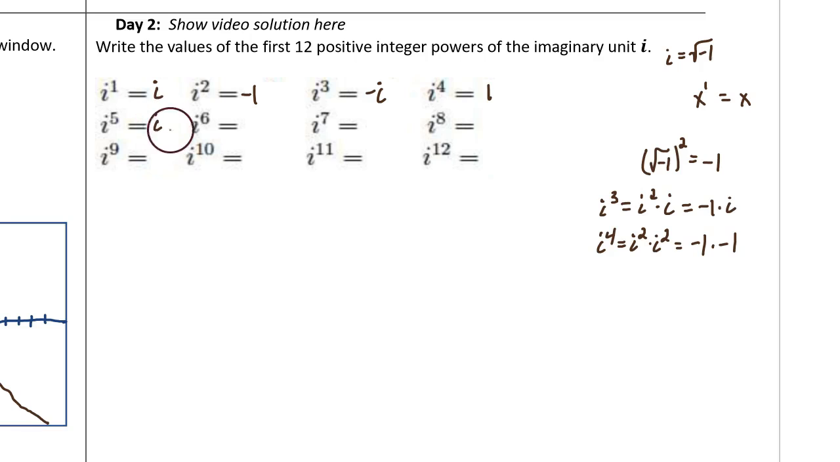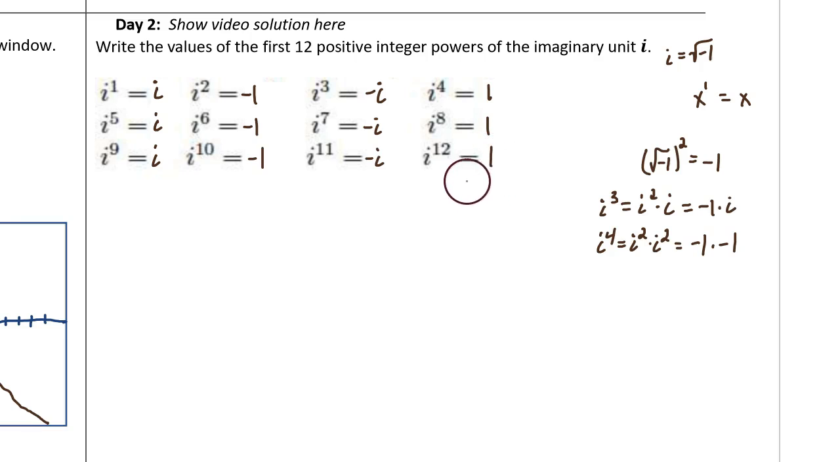I to the fifth power will be equal to I. I to the sixth power will be -1. I to the seventh is -I. And I to the eighth is +1. These repeat in chunks of 4. I to the ninth is equal to I, I to the 10th is -1, I to the 11th is -I, and I to the 12th is +1.